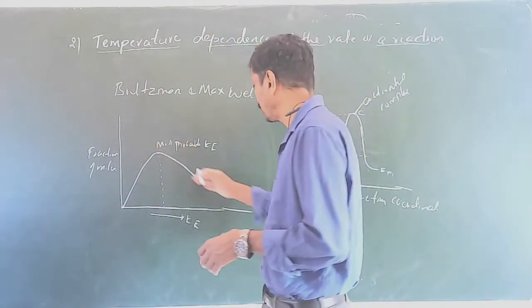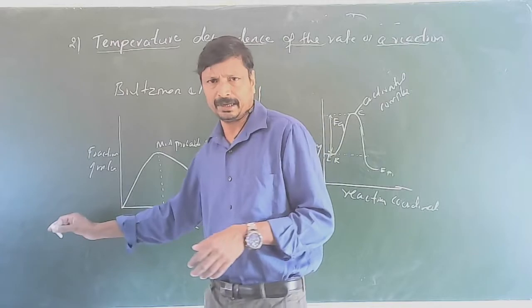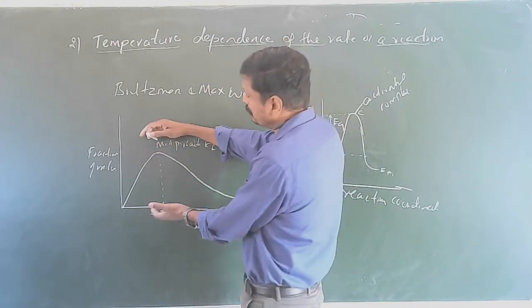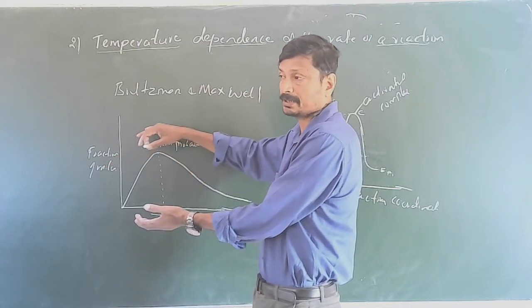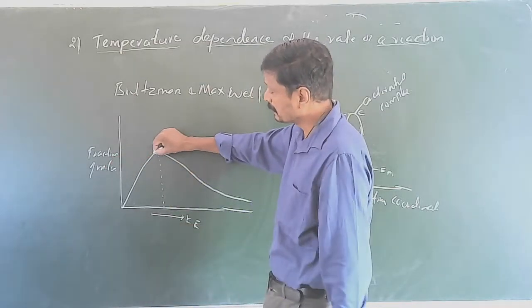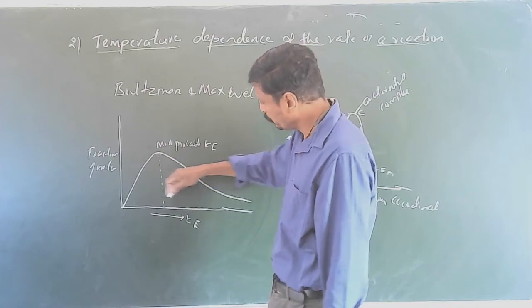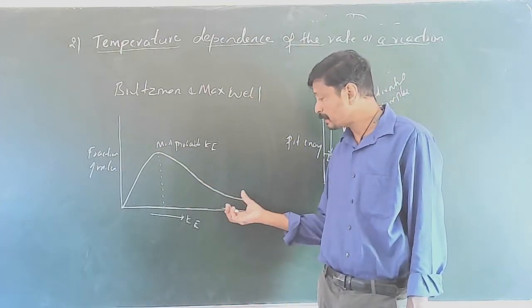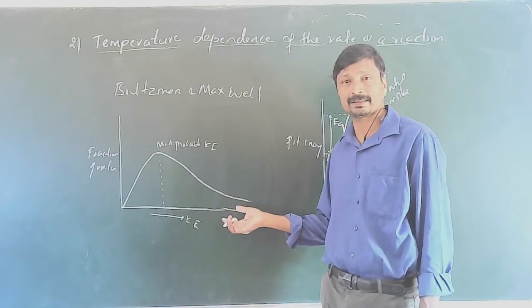On this side is higher energy and on the other side lower energy. A large fraction of the molecules have this energy, the highest. If you move this side, the kinetic energy of the molecule increases, but the fraction of molecules having that kinetic energy decreases.